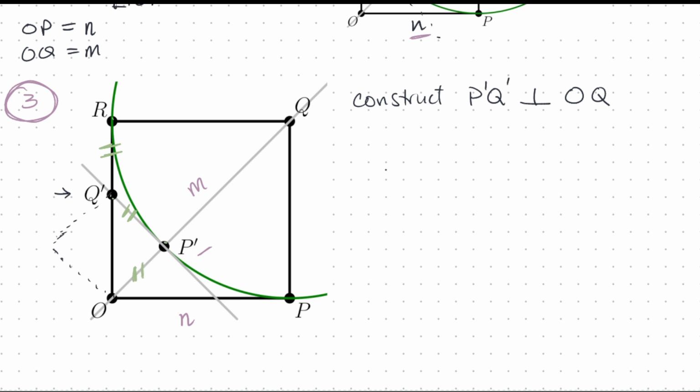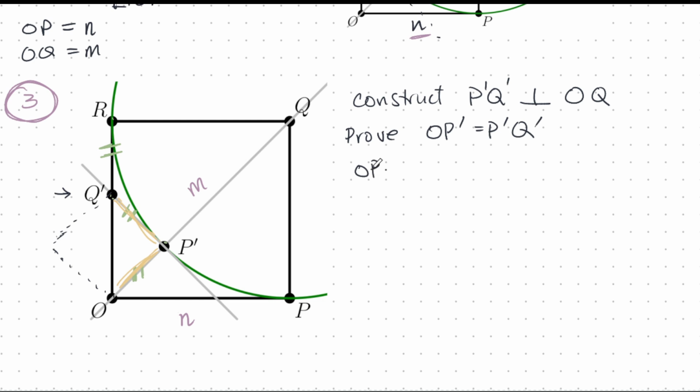Okay, so that's going to be an interesting job. My first task is to prove that these two are equal: OP prime is equal to Q prime P prime, or P prime Q prime. Okay, that's easy to prove.